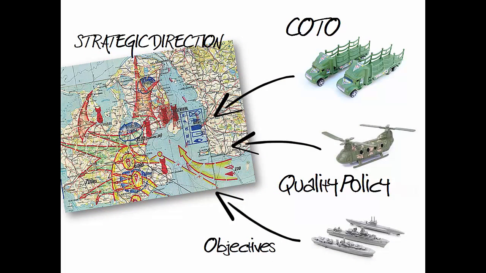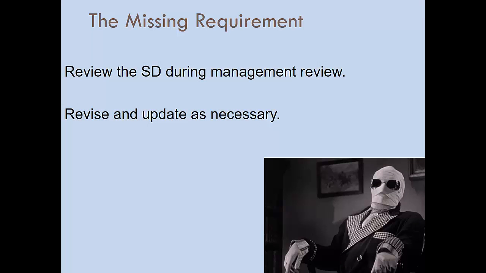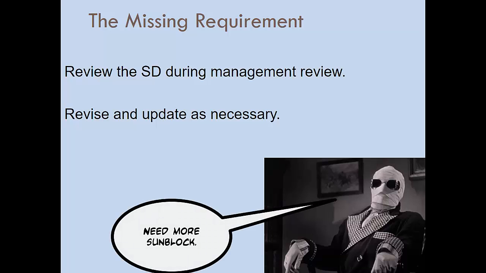So when you're developing the strategic direction, you're going to want to take into account all of those COTO items, the stakeholders or issues of concern. You're going to want to take into account your quality policy and your objectives and develop that. And then I recommend that it be written down and included in the management review minutes or records, what have you, and then revise and update as necessary.